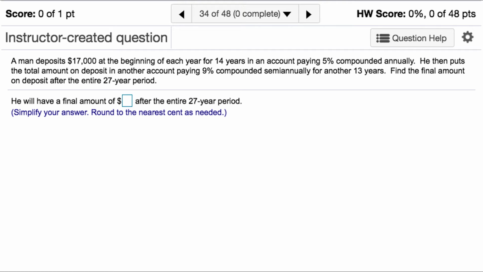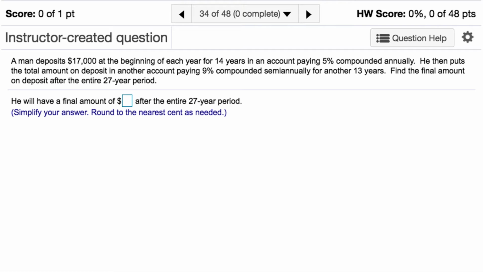All right, so this is very similar to the last problem. This is a two-part problem. So basically, anytime you're doing something in two parts, anytime where you are investing money in one way and then shift it, or anytime you're saving up money and then spending it, or anything that involves two parts, we're going to have to use the TVM Solver twice.